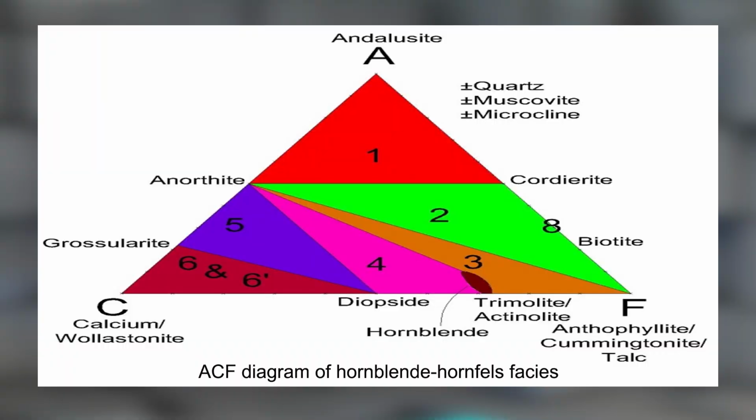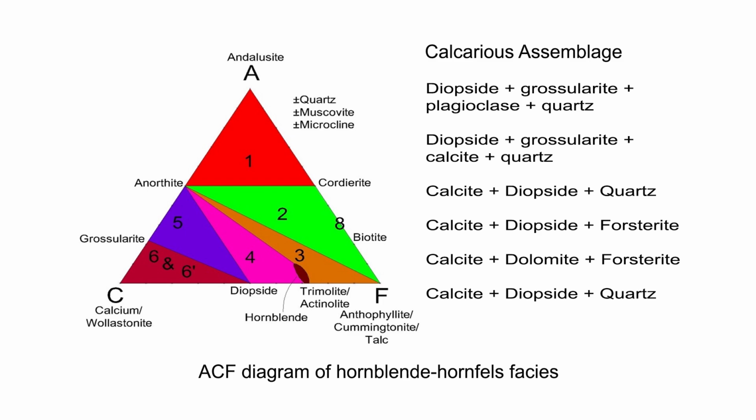If we see the ACF diagram of hornblende hornfels facies, we can observe the following calcareous assemblages. The important calcareous assemblage is diopside, grossularite, plagioclase, quartz. Next is diopside, grossularite plus calcite plus quartz. Another is calcite, dolomite plus quartz; calcite, diopside plus forsterite; calcite, dolomite, forsterite; and calcite, diopside, quartz.